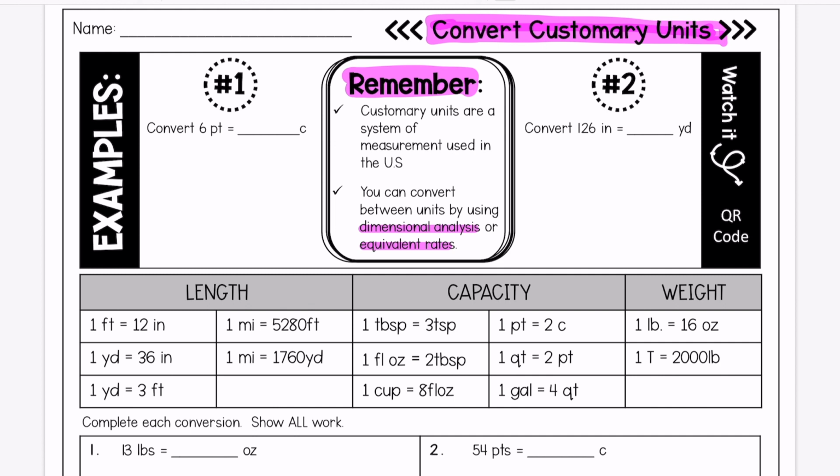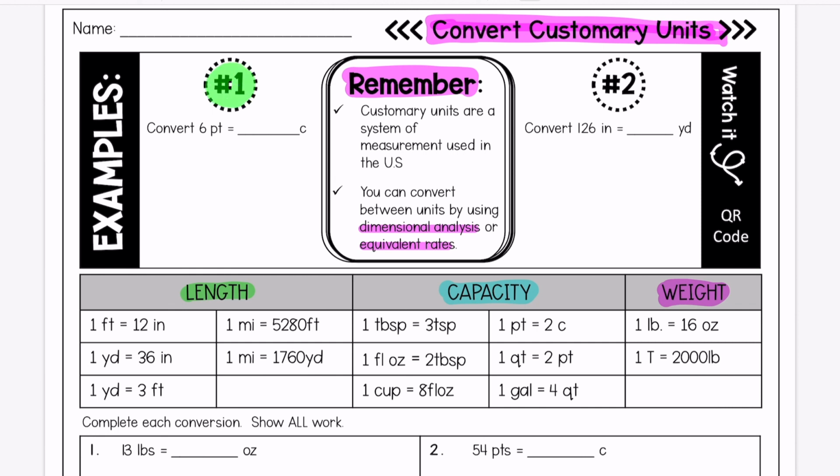Now, underneath here, I have all of the different conversions for customary units. First, on the left, we have length. And the length conversions are things involving inches and feet and yards and miles, all those conversions. Then we have capacity in the center, things that we can fill up, like quarts and gallons and pints and cups and tablespoons and teaspoons and all of that. And then all the way to the right, we have weight, which is pounds and ounces and tons in our customary system of measurement. So let's jump on over here to number 1 on the left.